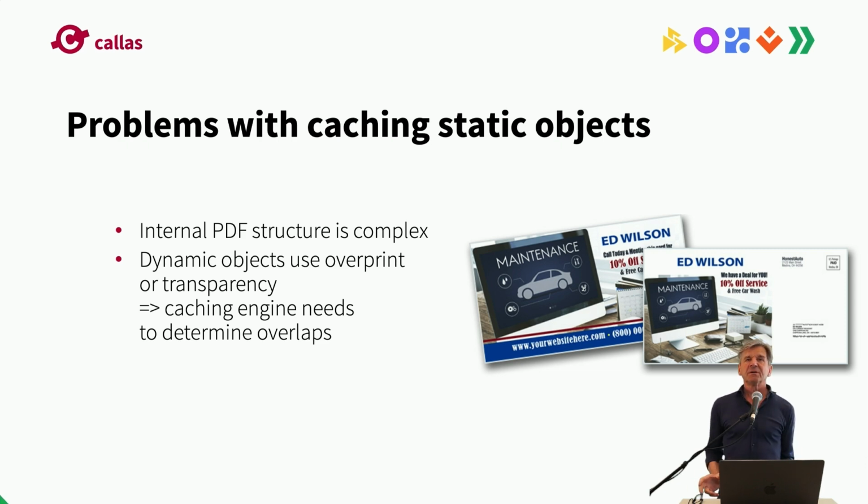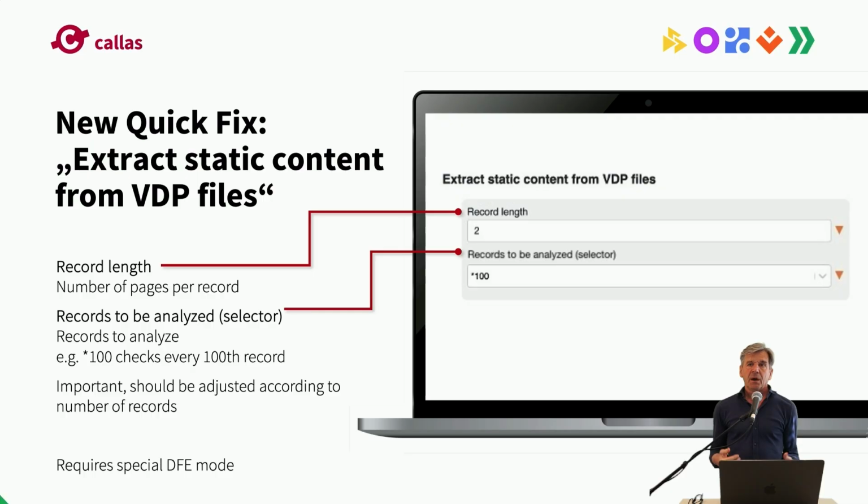So the question is, could we help the DFE? The DFE as of today normally does all of this intelligence by itself, but since we know the PDF file a bit, maybe it would be smarter if we could tell the DFE what is static and what is dynamic. And exactly that becomes possible with pdfToolbox 17.